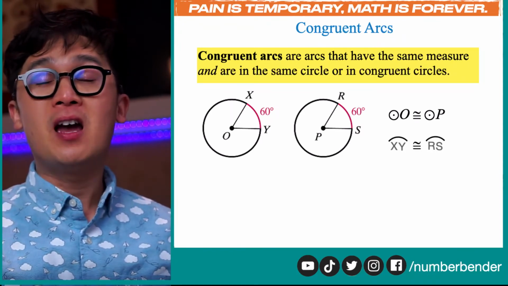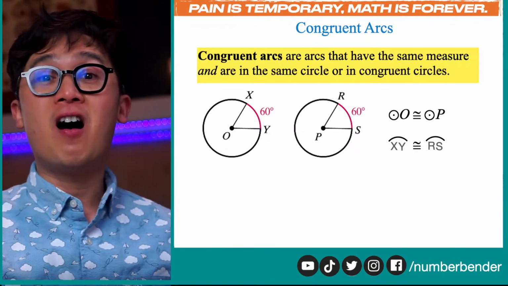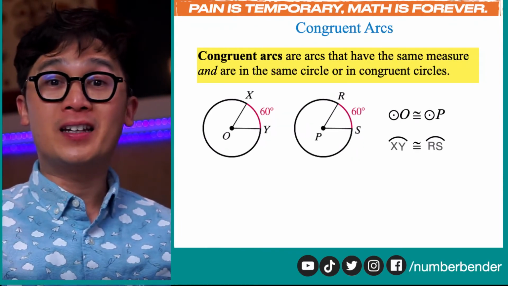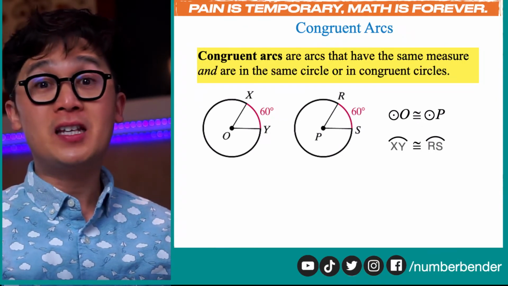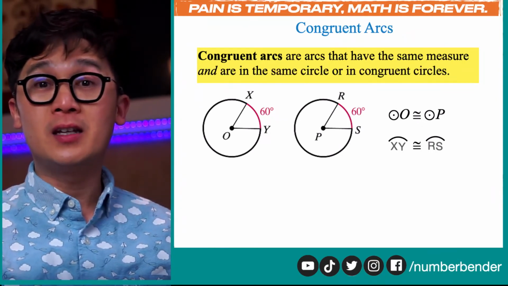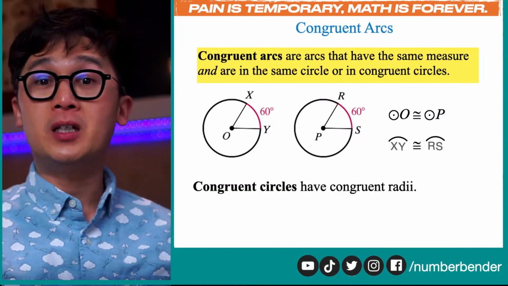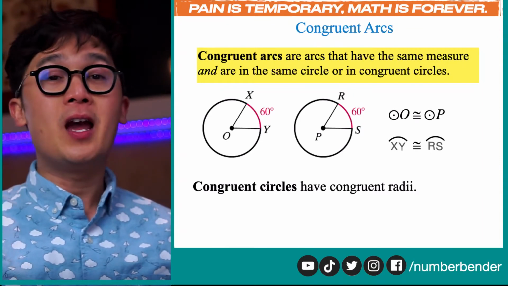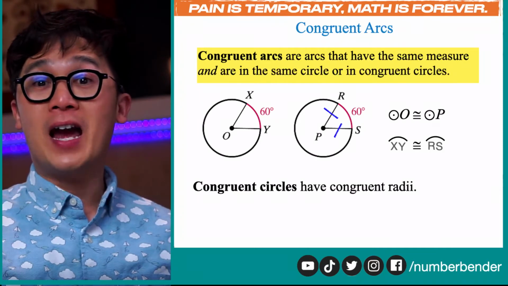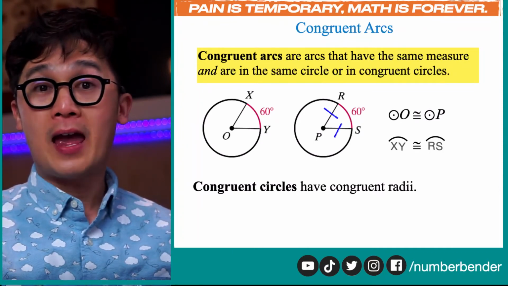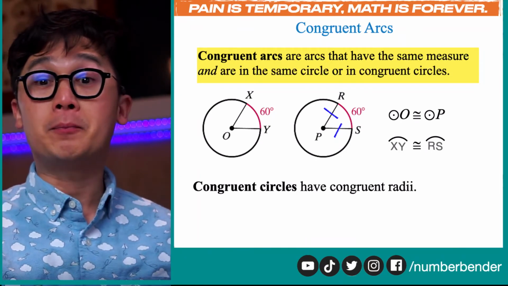So that means arc XY has the same measurement as arc RS, both in its arc measure and its arc length. And that is the theorem for congruent circles in relation to congruent arcs. We also need to remember that when we have congruent circles, we also have congruent radii, which means the length of line segment PR is the same as the length of line segment PS.